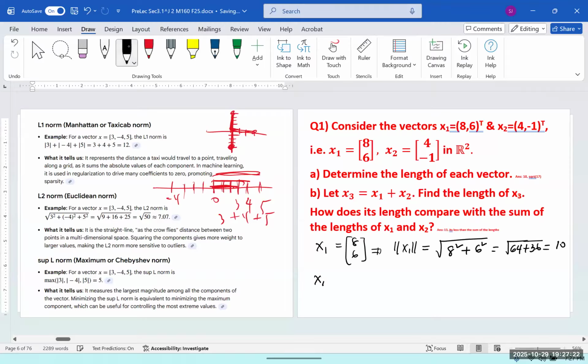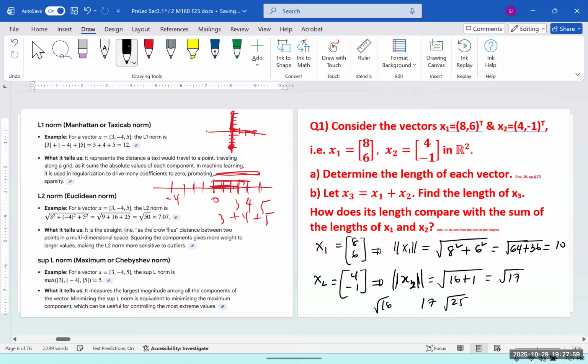Now our X2 is (4, -1). So what's the length? The norm is represented by two vertical bars, a double absolute value. 16 plus 1, which is 17. And do you know how much the square root of 17 is? So 17 is between which two perfect square numbers? 16 and 25.